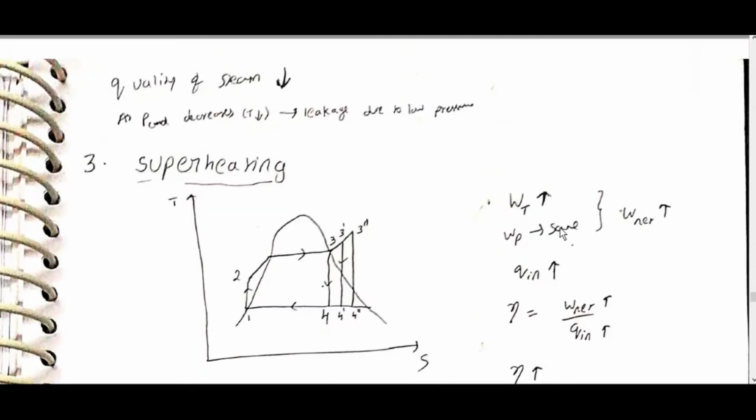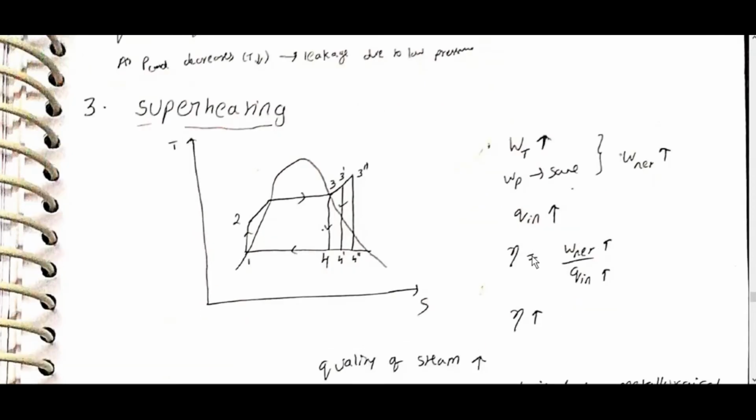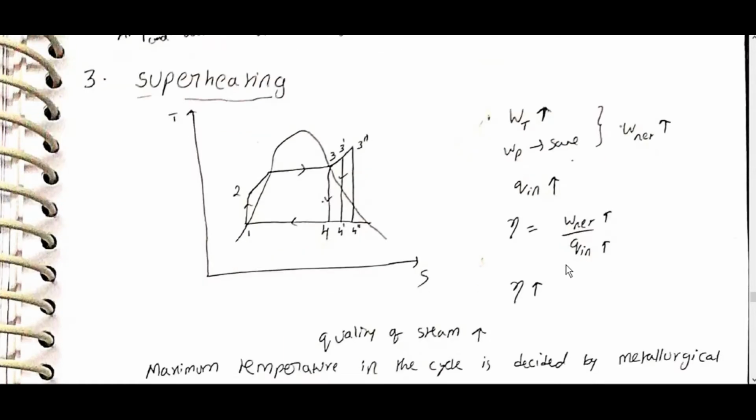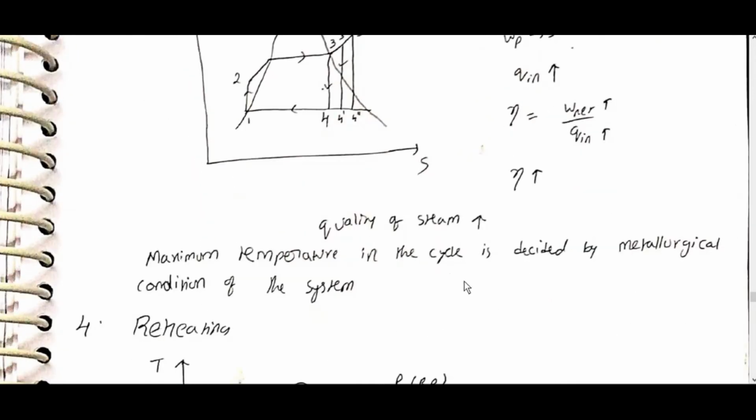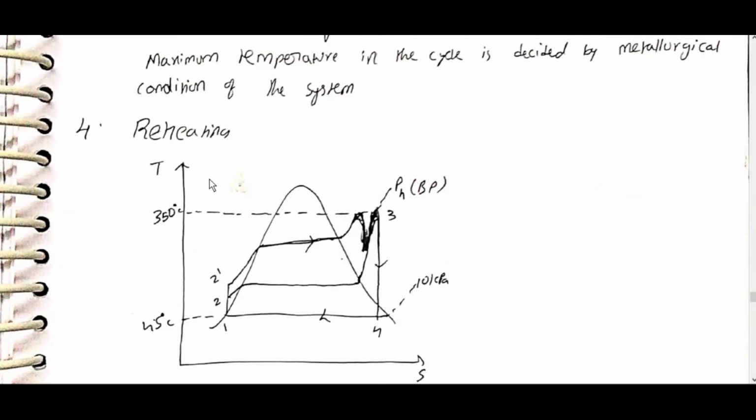Superheating: W turbine increases, W pump remains the same, W net increases, Q in increases. Efficiency is equal to W net by Q in, both increase, and efficiency increases. Quality of steam increases. Maximum temperature in the cycle is decided by the metallurgical condition of the system.